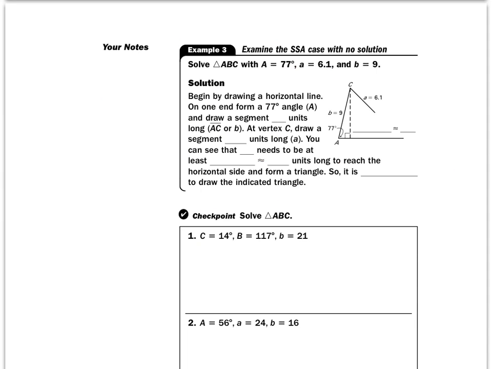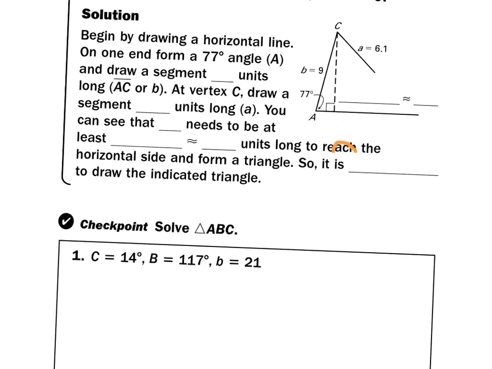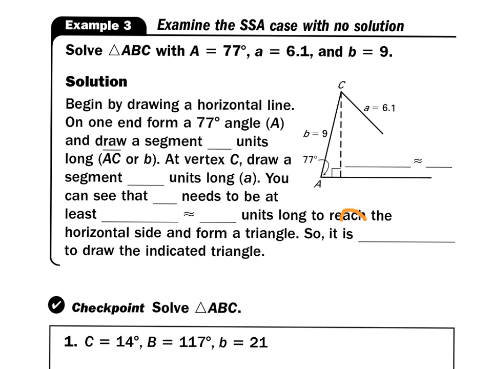Alright. Now let's take a look at example 3. Example 3 is going to be a little bit different. In example 3 here, I'll change off this ugly orange color. I don't know how I got on that. When I take a look at example 3, we know some things. We know that big A is 77. We know that little a is 6.1, and we know that b is 9.